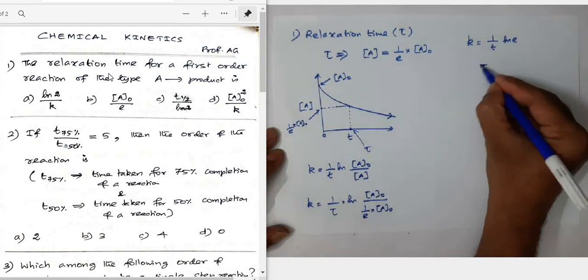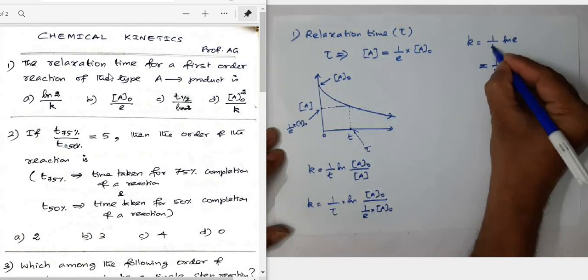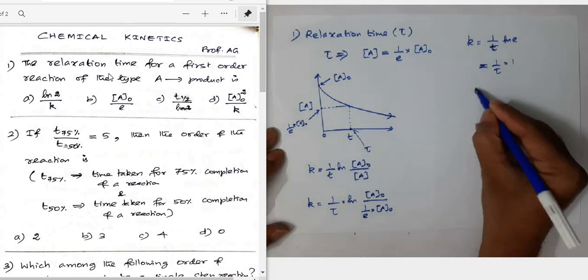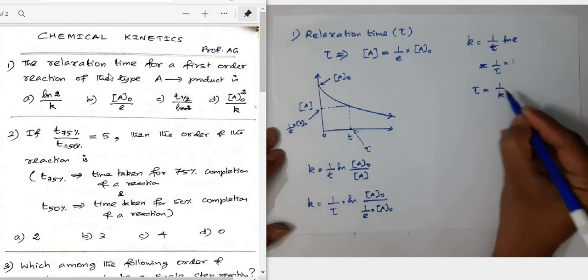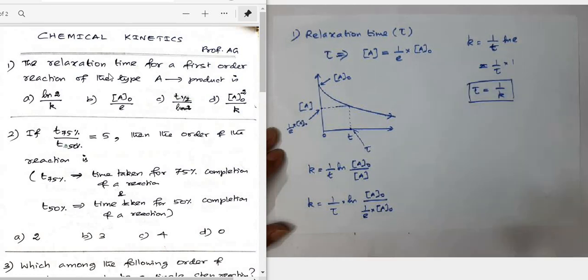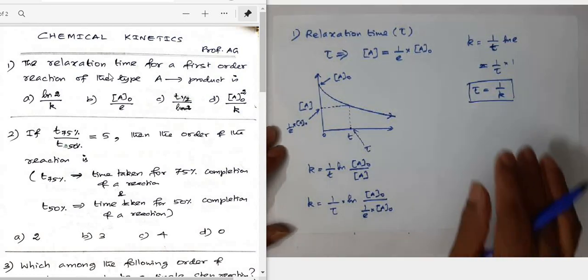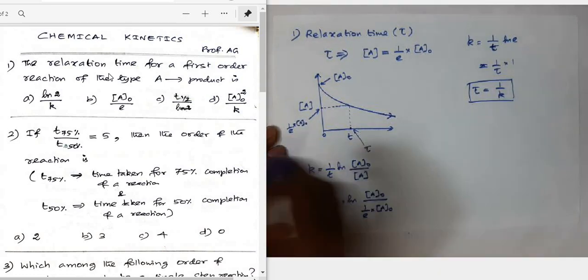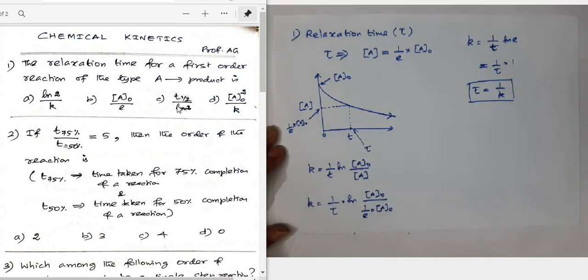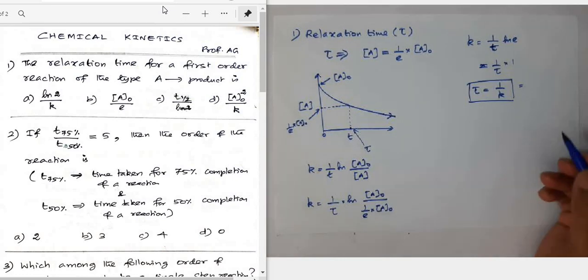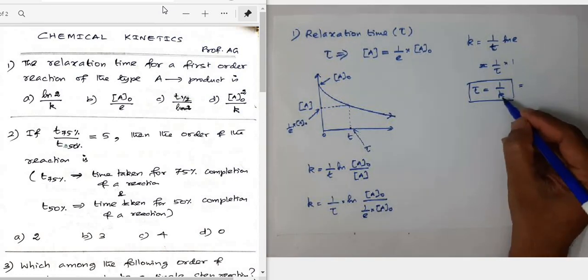The value of ln E is 1. Therefore the relaxation time is equal to 1 by rate constant. This is the relation between relaxation time and rate constant, right? Now, if you see the options, none of these options have 1 by K. Therefore we have to substitute the expression for K.